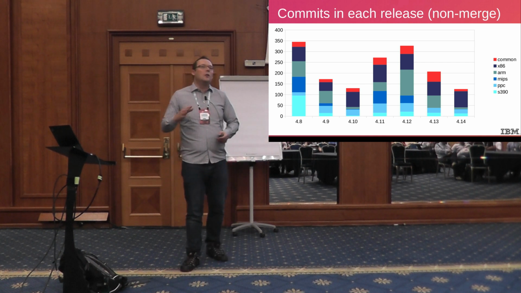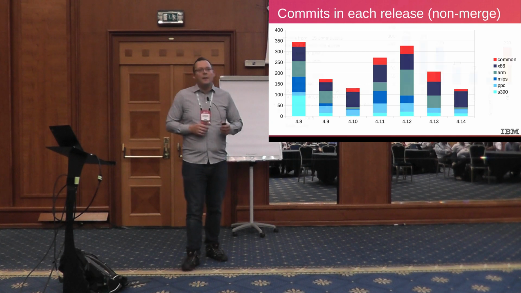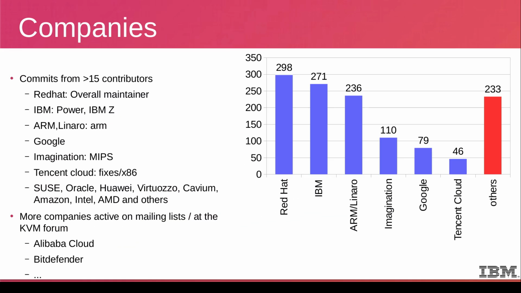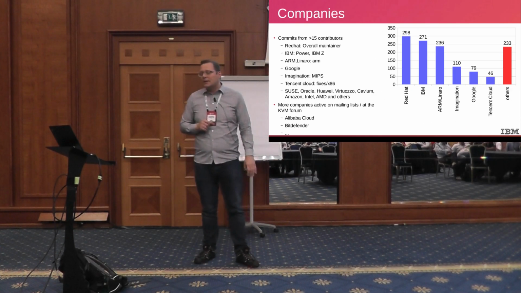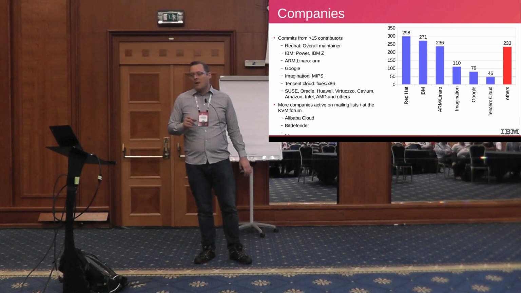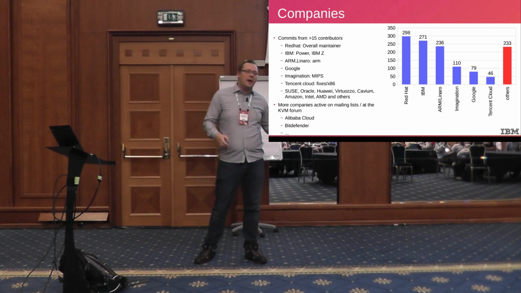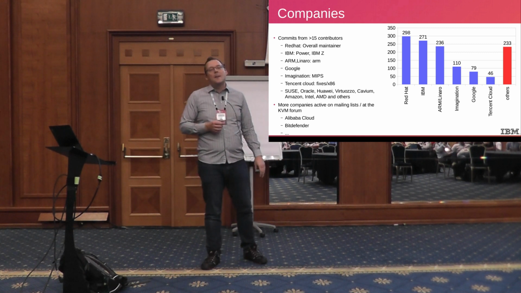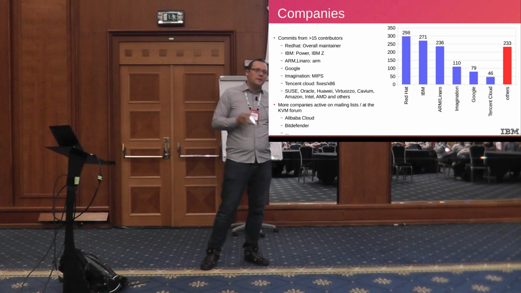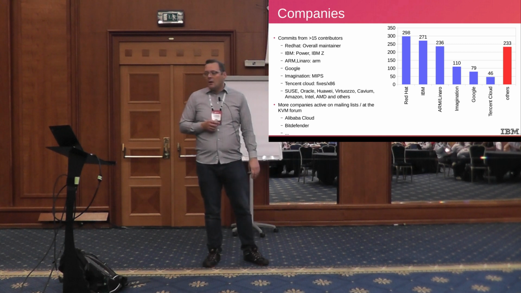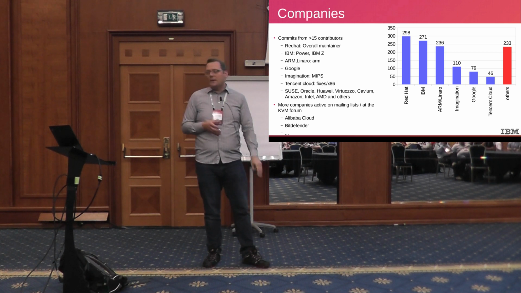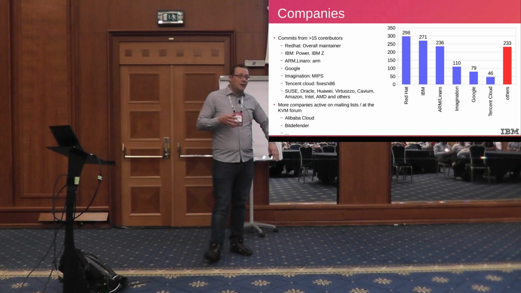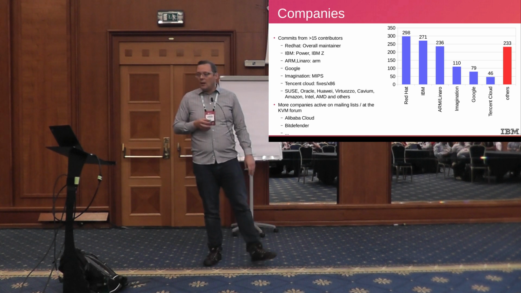Then, of course, who wrote all these patches? And this is actually a good message because when you look just at the code, we have more than 15 companies contributing to KVM. We have, of course, Red Hat as the overall maintainer, also doing x86. We have IBM, of course, focusing on Power and IBM Z. We have ARM Linaro working on ARM, of course. We have Google working on x86, nested virtualization. We had Imagination working on MIPS.